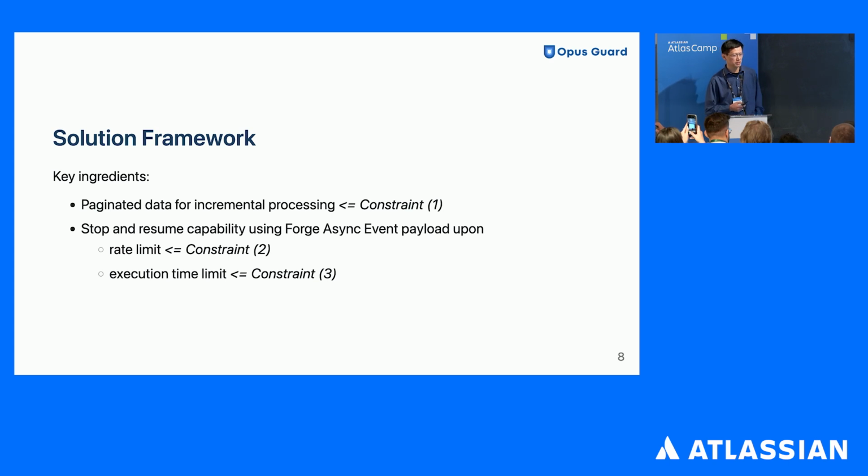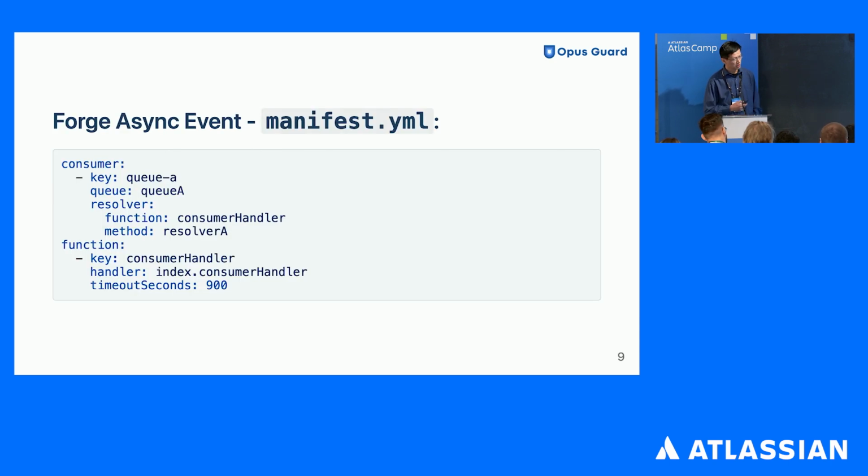We already mentioned that pagination is a key ingredient that we want to bring into our app. It addresses the first constraint, which is the batch size. And the stop and resume capability in your app, based on the async event, could help us address the rate limit and execution time limit. So those are the second and third constraints we talked about.